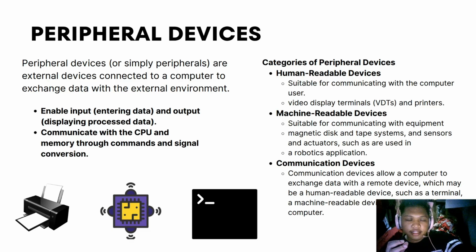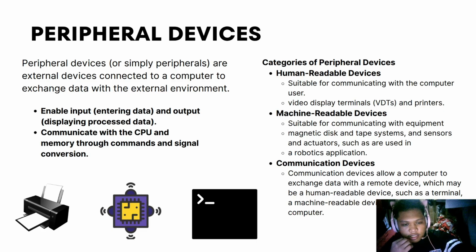So we have categories of peripheral devices, no. First is the human readable devices, suitable for communicating with the computer user, like the printer and video display terminals. We also have machine readable devices. It is suitable for communicating with equipment. Examples are sensors and actuators, no. So it also applies to robotics.